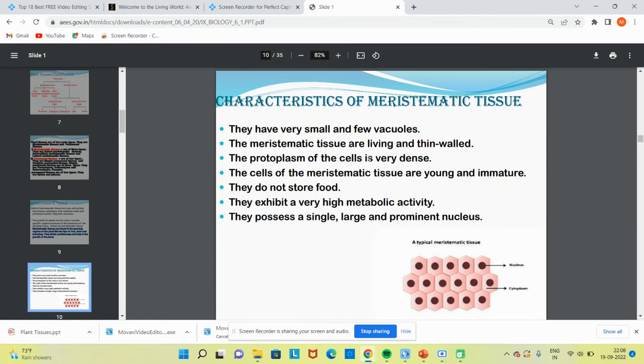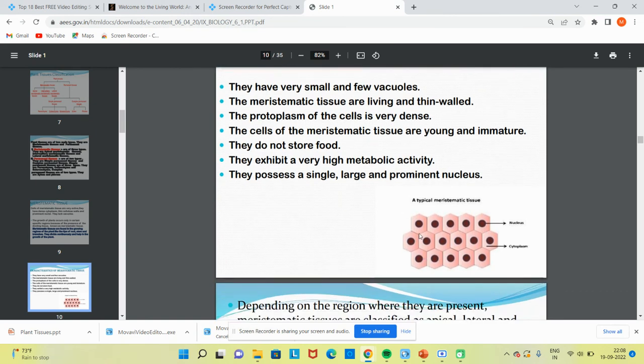So they have very small and few vacuoles, and meristematic tissues are living and thin walled, and the protoplasm of the cells is very dense. The cells of the meristematic tissues are young and immature, and they do not store food materials and exhibit very high metabolic activity, and possess a single large and prominent nucleus. So here we can observe the single large nucleus.